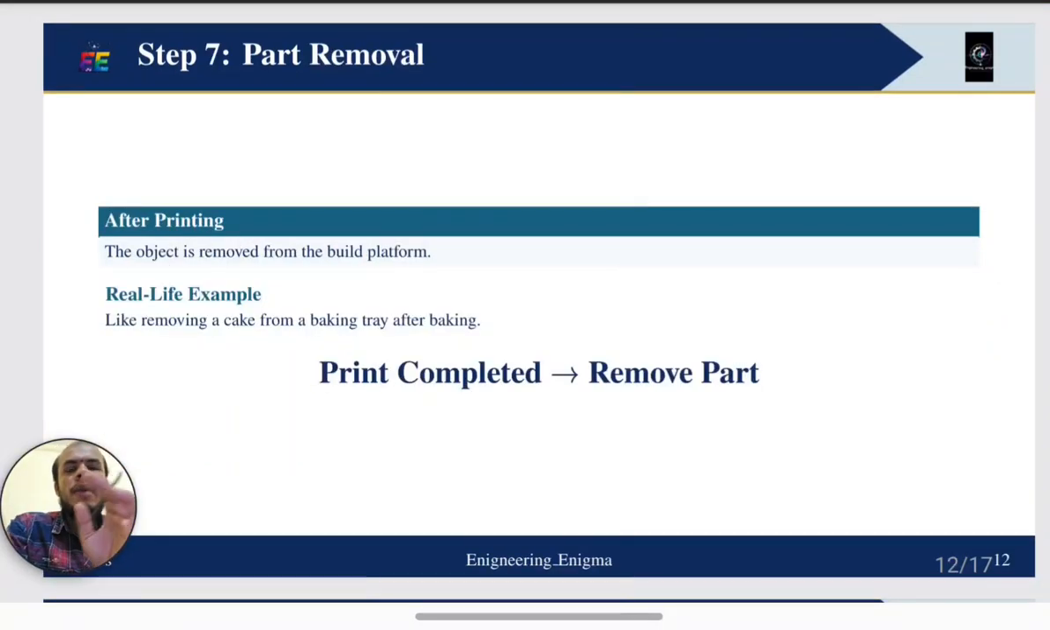Now after printing is completed, the object is attached to the build platform. Now we carefully remove it. This may sound simple, but it is an important step. Think about baking a cake. After baking the cake, what do we do? We remove the cake from the baking tray. It is exactly the same idea: after completing the print, we remove the printed part from the machine.